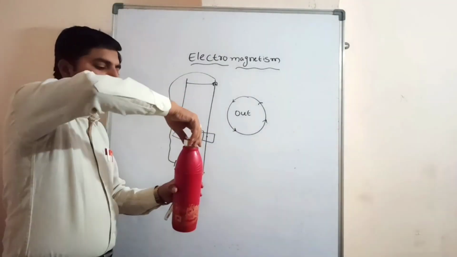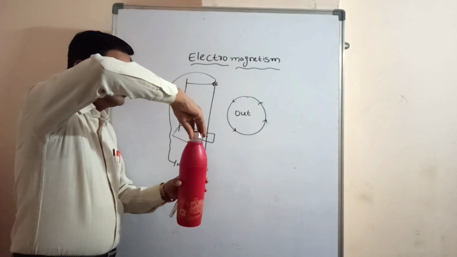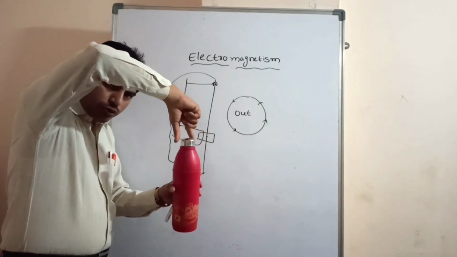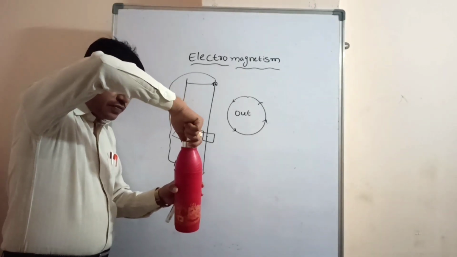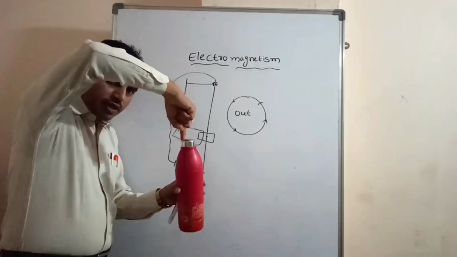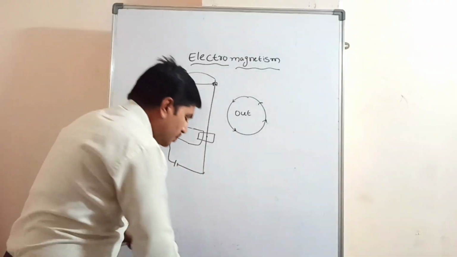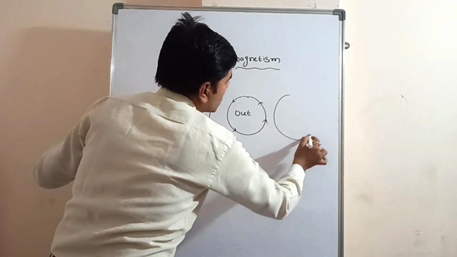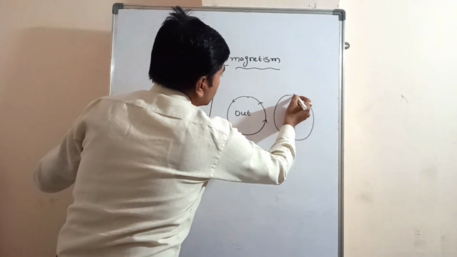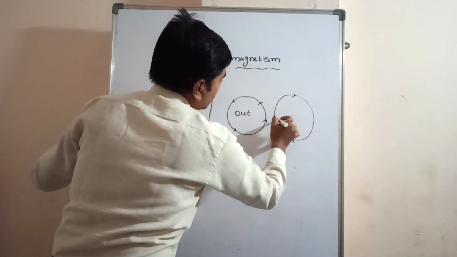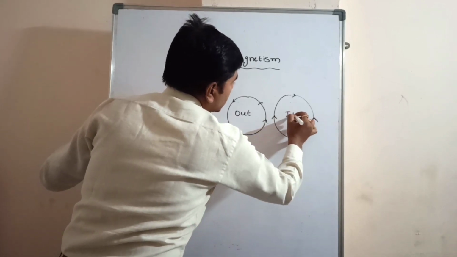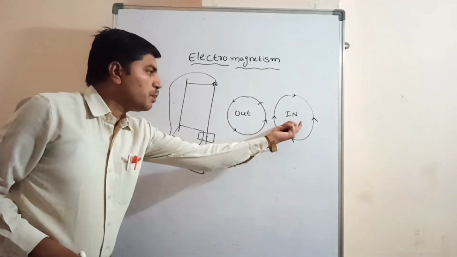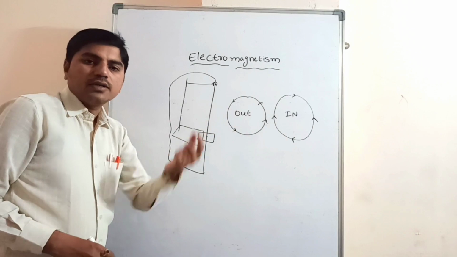Let me show this again. When I open the bottle cap, and then I keep it like this, the direction will change. This direction is called the inside the page current. The current direction is inside. So page inside and outside currents are there.